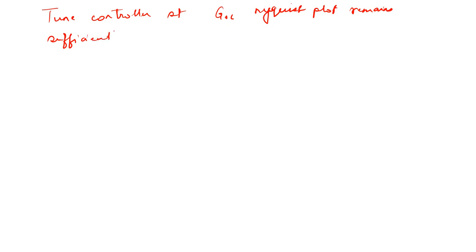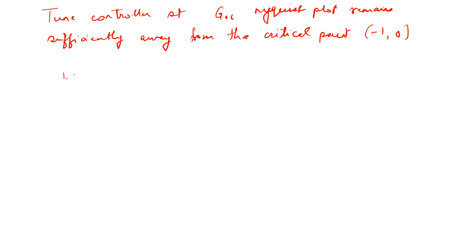So the idea is: tune the controller such that the G open loop Nyquist plot or polar plot remains sufficiently away from the critical point, minus 1, 0. Now there are two very common metrics that are employed.